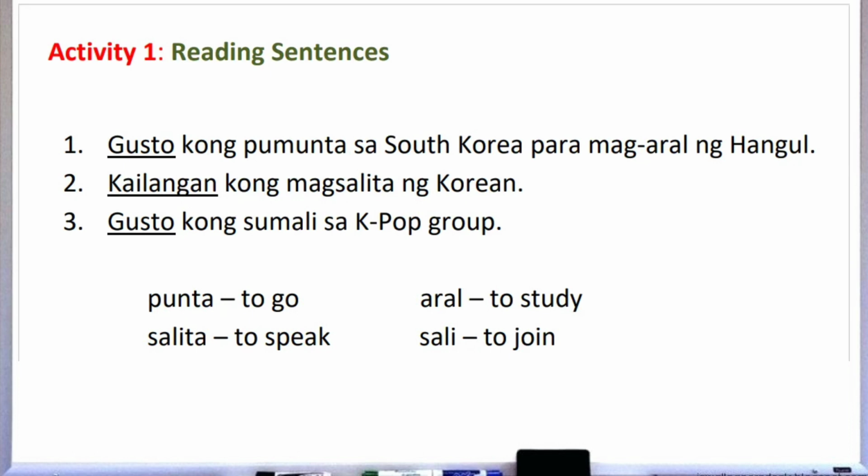Number 1, gusto kong pumunta sa South Korea para mag-aral ng Hangul. Number 2, kailangan kong magsalita ng Korean. And number 3, gusto kong sumali sa K-pop group. Okay, your turn. You have to read these sentences as smoothly as you can, the way I did it, since this is lesson 15 already. So you should have practiced reading enough Filipino sentences from the previous lessons that we had. So your turn.